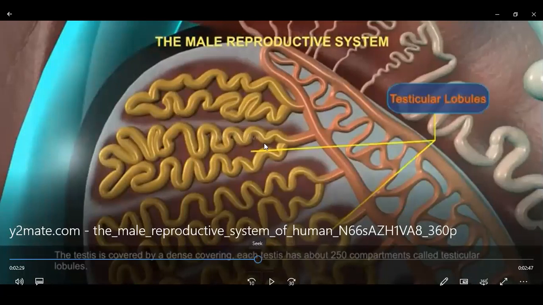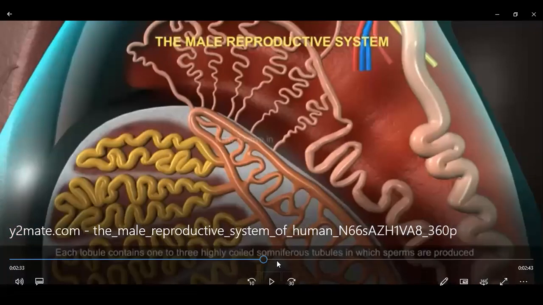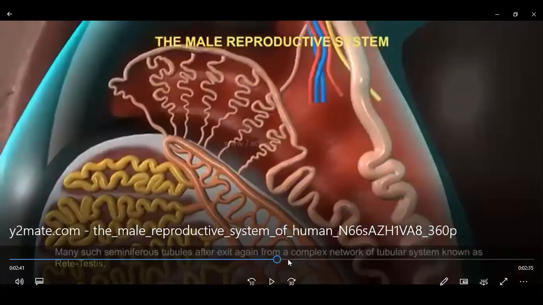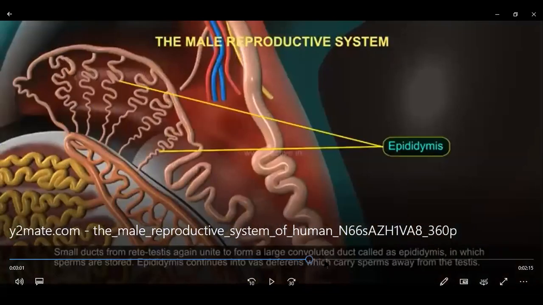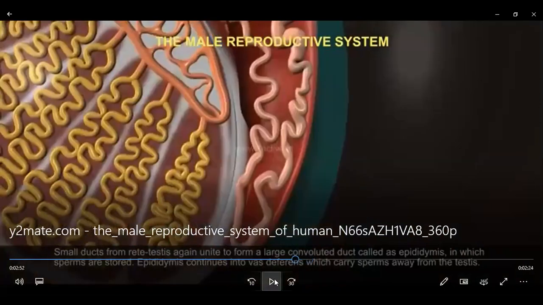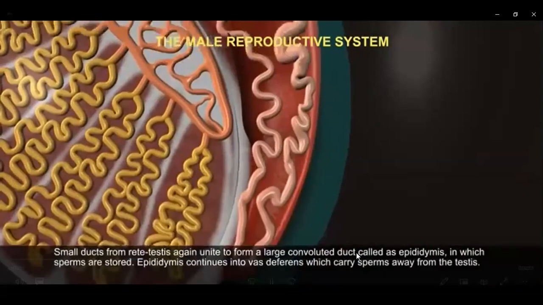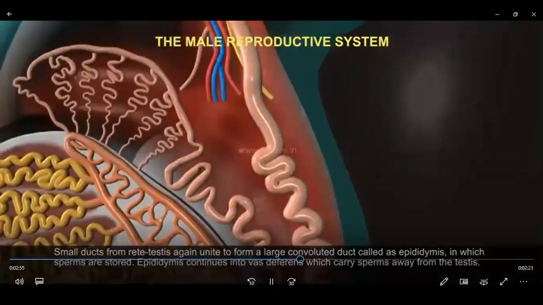And the fact that there are so many coils of them increases the surface area, which allows millions of sperm to be produced per day by the males, right? So he was just showing you how the inside of the testis looks. So let's continue. Rete testis again unites to form a large convoluted duct.